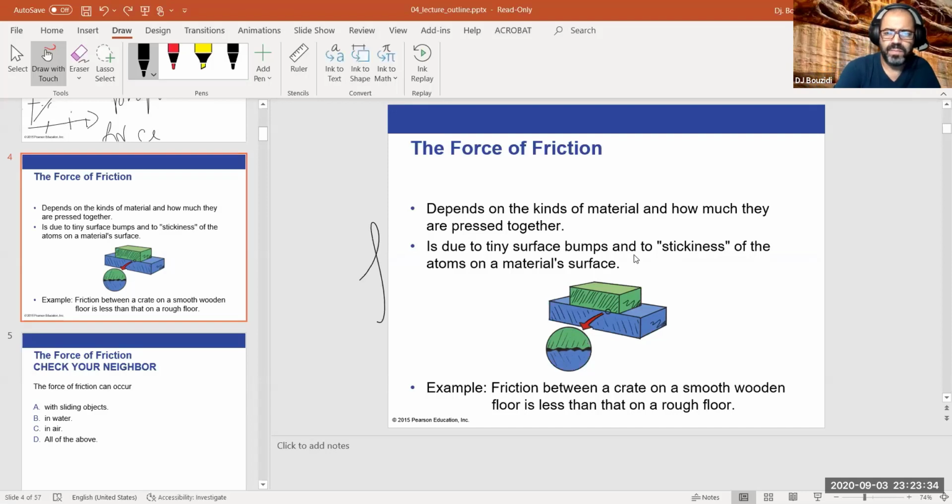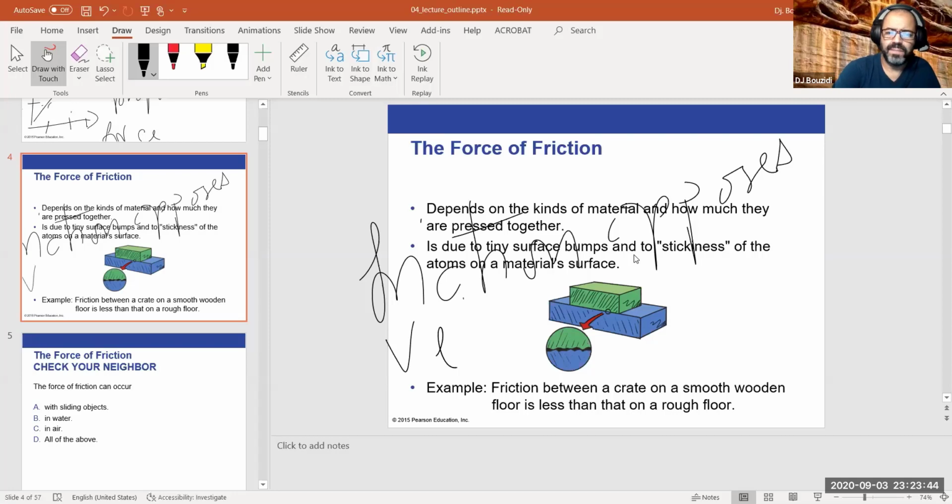Friction really opposes velocity. If an object is not moving, there is no friction. The object starts to move or intends to move, then there is friction, okay?